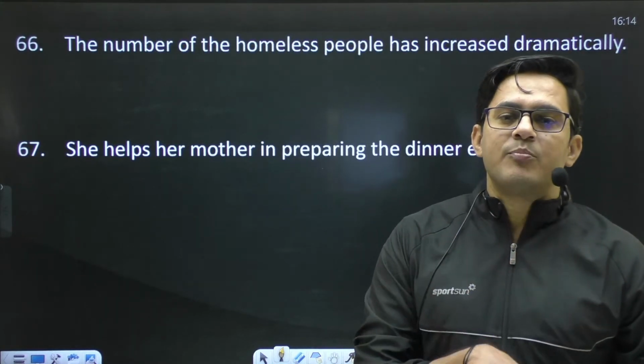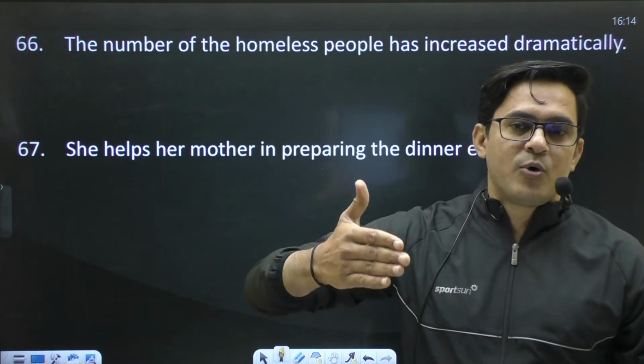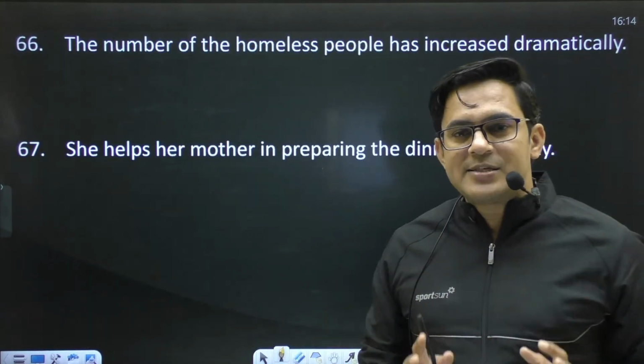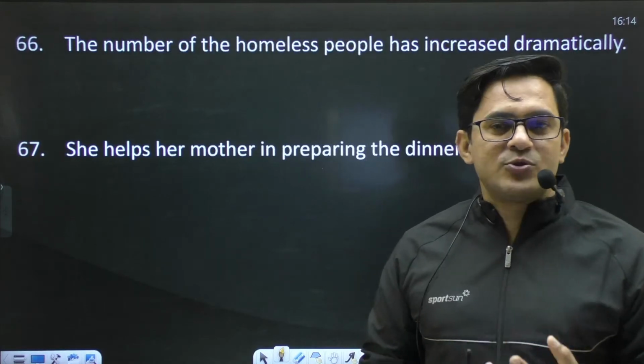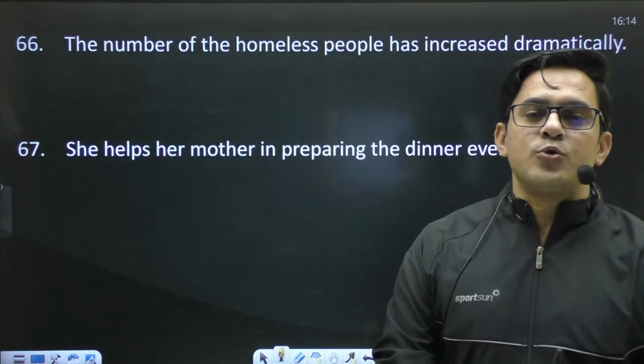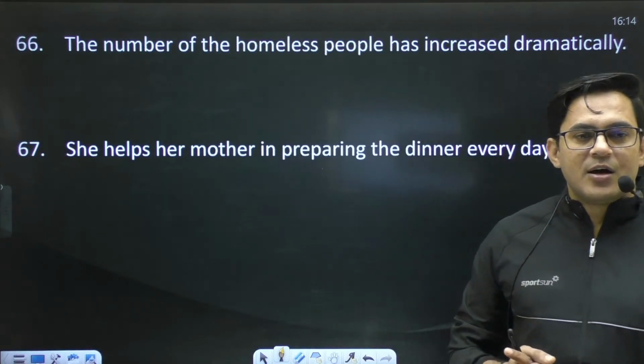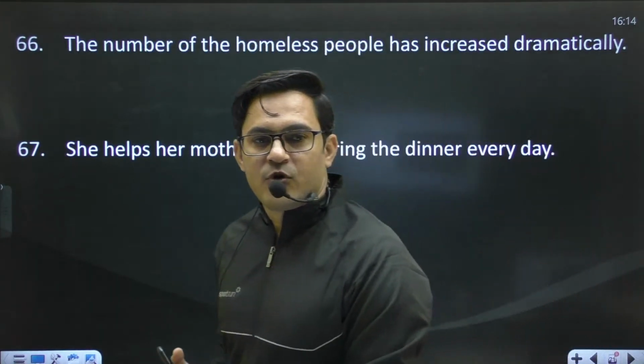Concept is very important. Okay, sentences बहुत ज़्यादा लंबी नहीं हैं, बहुत बड़े बड़े sentences नहीं हैं, छोटे sentences ही हैं, but concepts जो हैं वो बहुत प्यारे प्यारे हैं, जो आप लोगों को आपके एग्जाम के दौरान कंफ्यूज कर सकते हैं. ठीक है. Okay, Harnoor, the number of homeless people.